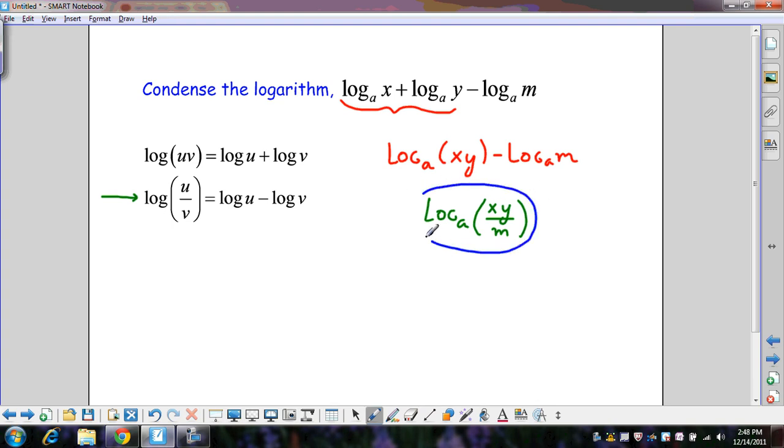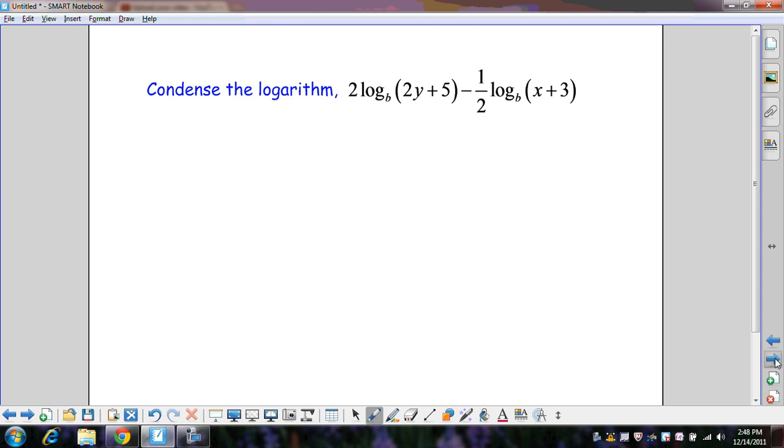And that's it. I'm done. So I've turned this example where I have three logs into a single log, and that's called condensing. It's going to be really important when we get into solving logarithmic equations. Now let's take a look at a slightly more difficult problem. I'm going to use the same concepts, but again it looks a little bit more complicated.